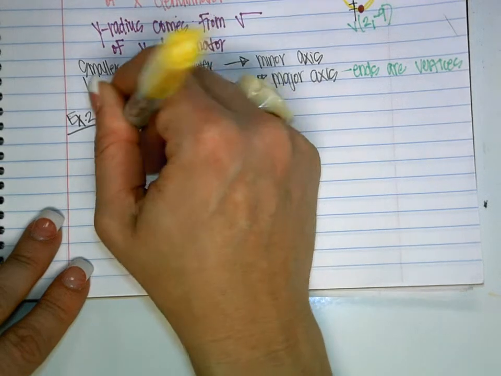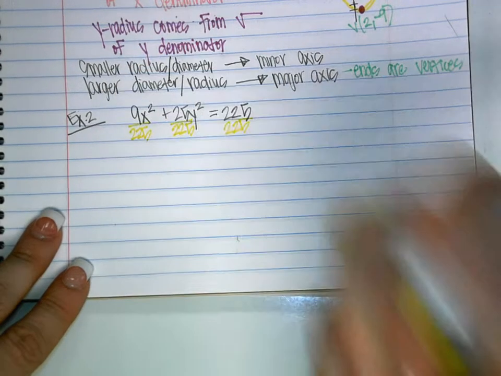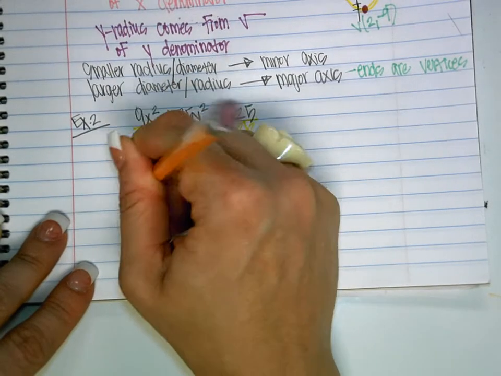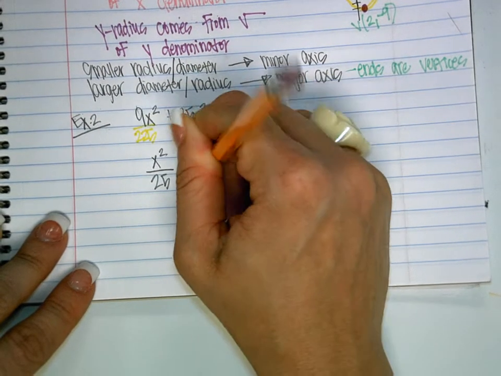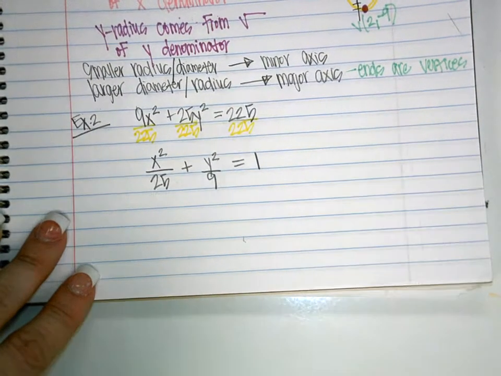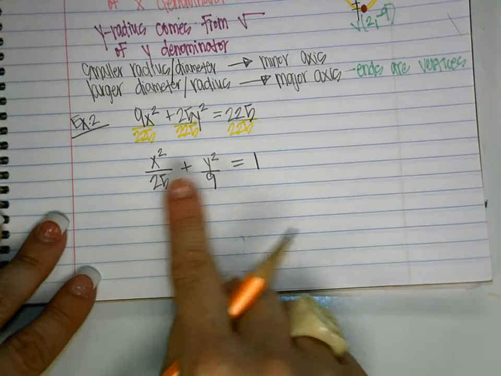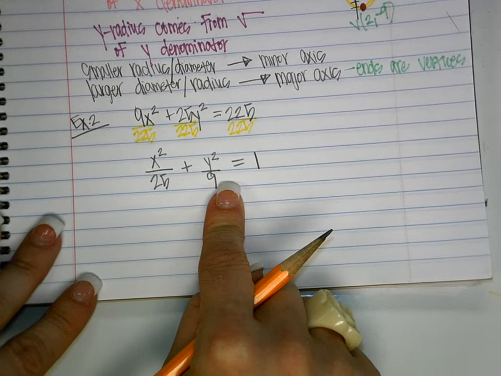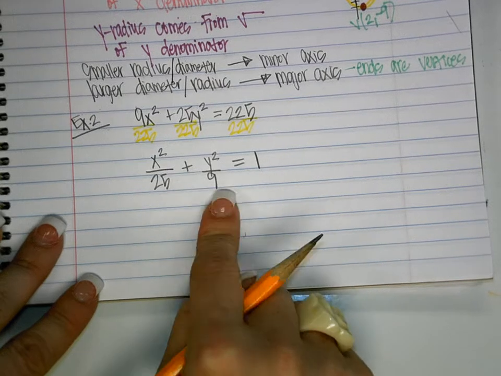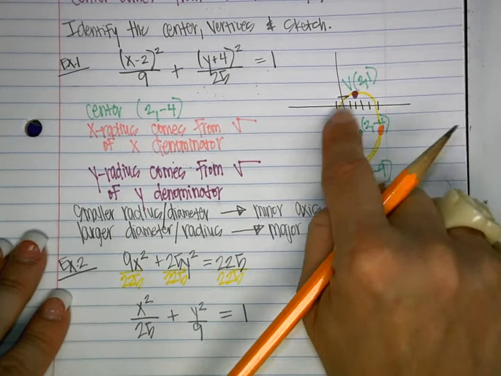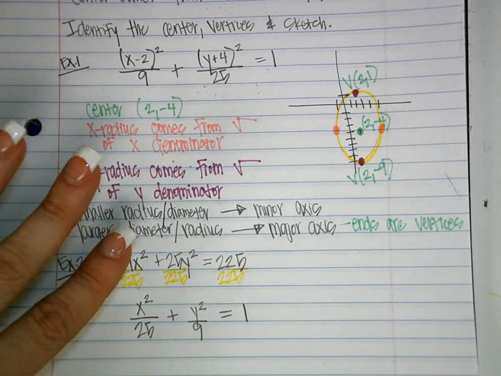Luckily, whatever you're dividing by is always going to reduce nicely, just so you know. Okay, so this reduces to give you x squared over 25 plus y squared over 9 equals 1. If you had the same denominator, would this still be an ellipse? No, it'd be a circle. Because if you had the same denominator, that means you'd have the same radius all the way around. If you have the same radius all the way around, that's a circle. So just keep that in mind.